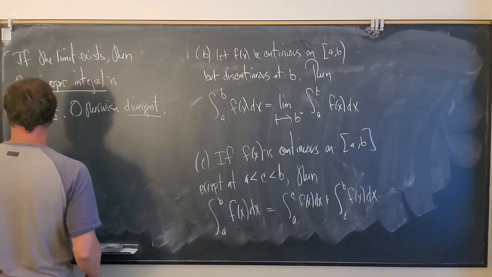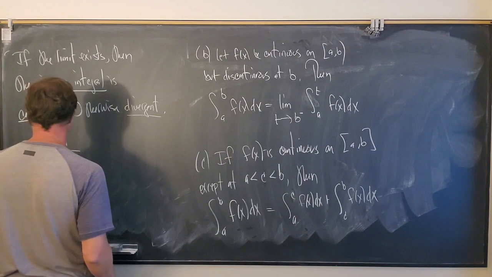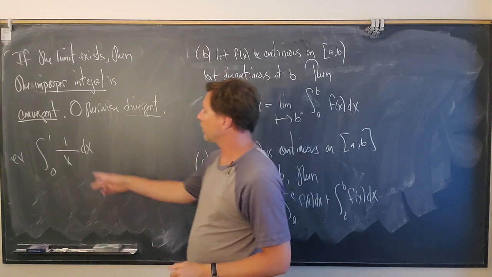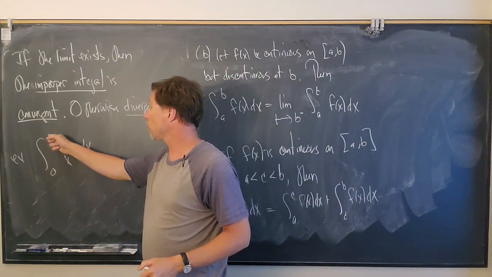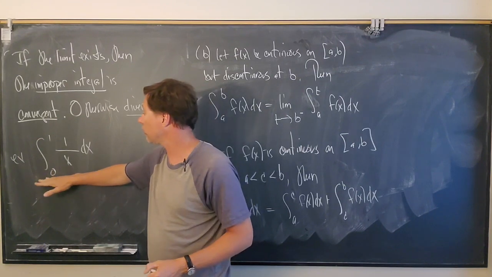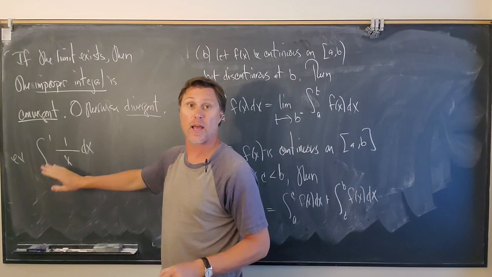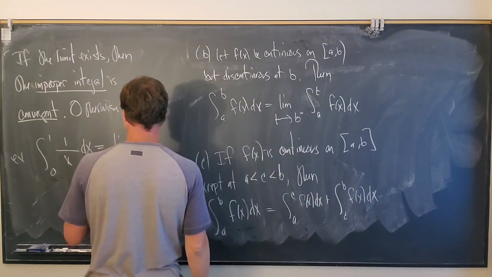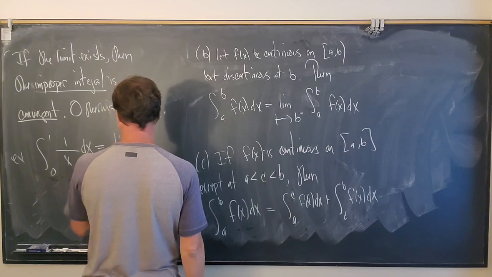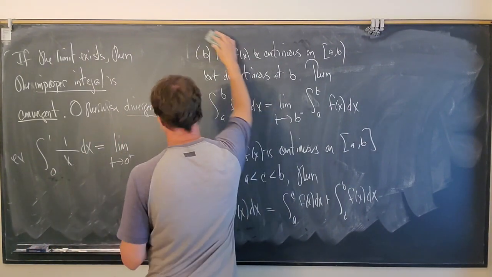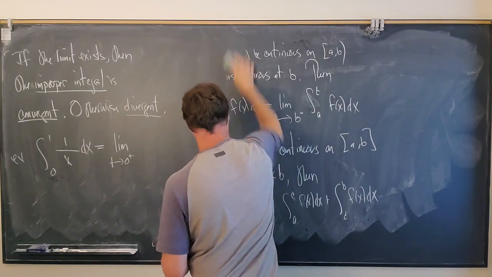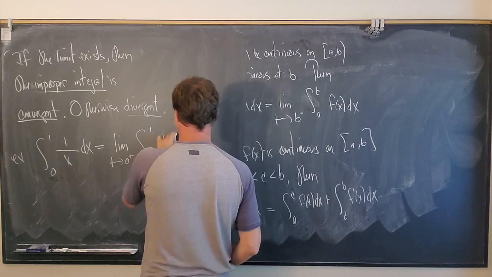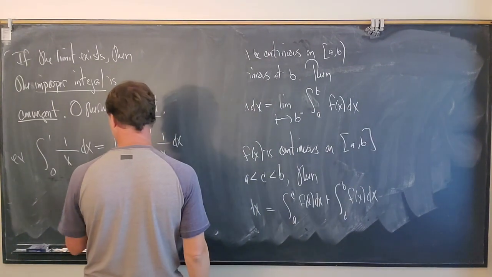First example, integral from 0 to 1 over x dx. So notice this integrand is continuous on 0 to 1 except at 0. So we have a vertical asymptote at the lower limit of integration. That means we've got an improper integral. So we need to rewrite that as a limit as t approaches 0 from the positive side, integral from t to 1 over x dx.